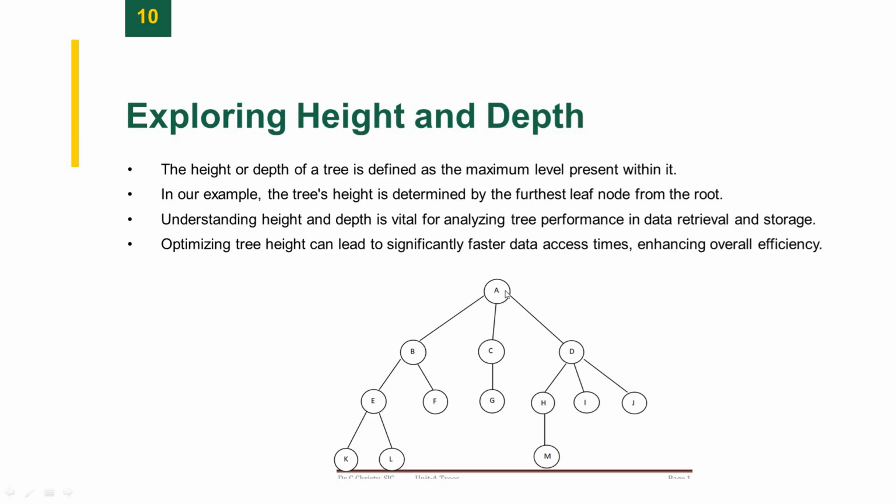In this example, the level of the tree is 4. A is at level 1, B, C, D are at level 2, E, F, G, H, I, J are at level 3, and K, L and M are at level 4. So, the height and depth of this example tree is 4.